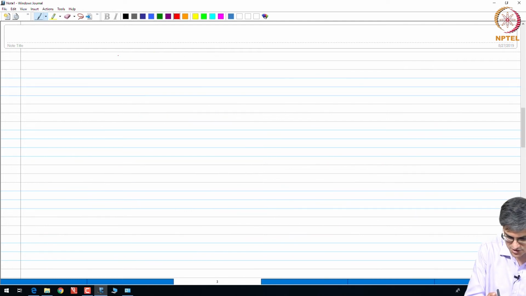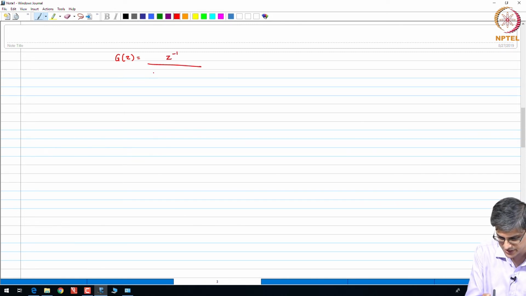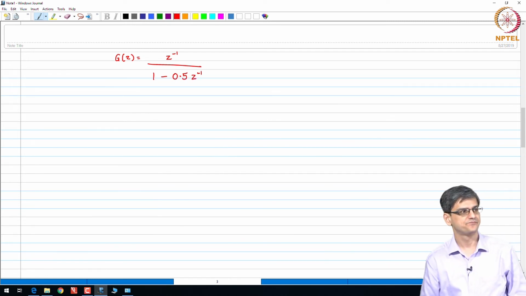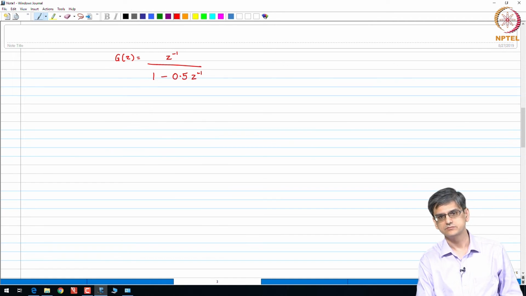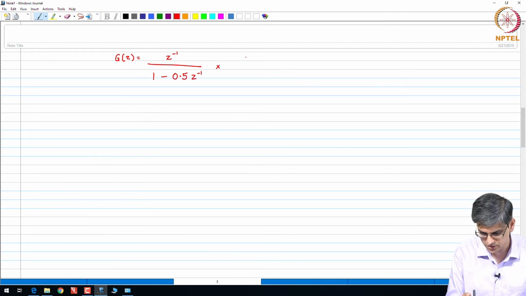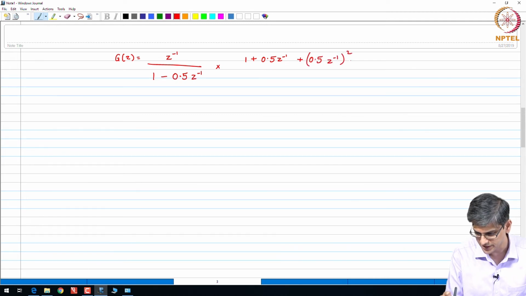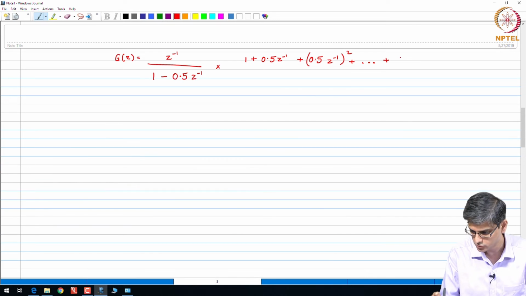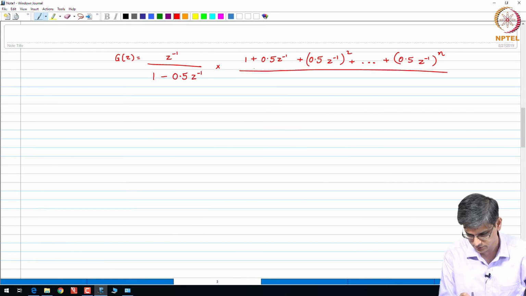So, as I had said, the G(z) over there is nothing but z inverse divided by 1 minus 0.5 z inverse. Okay. Let us have a little bit of fun. Let us multiply this with 1 plus 0.5 z inverse plus 0.5 z inverse squared plus so on up to 0.5 z inverse to the power n, and the same guy.